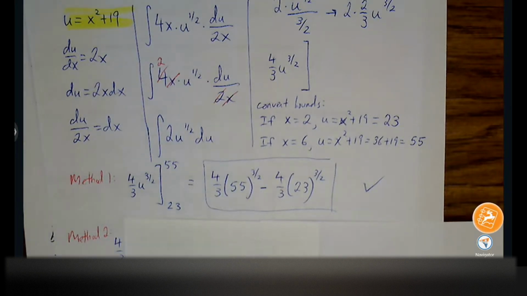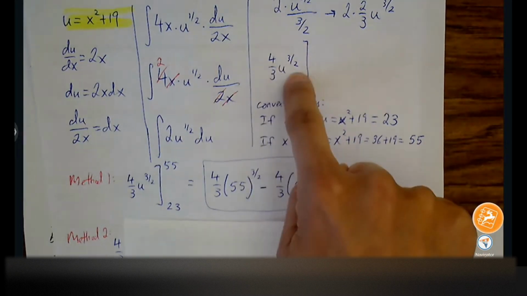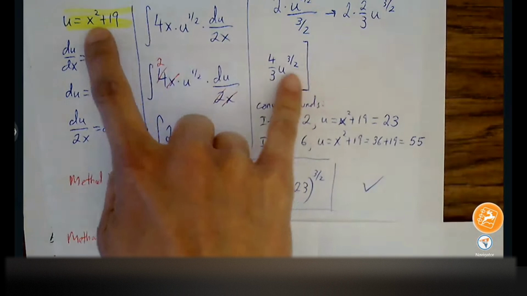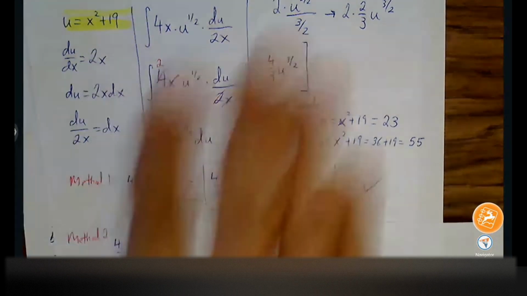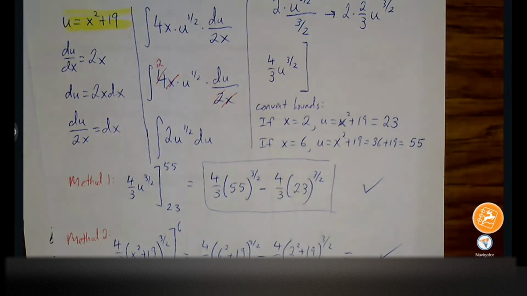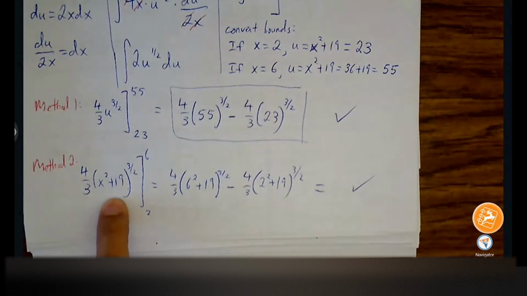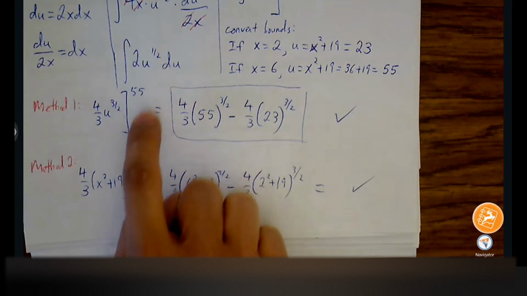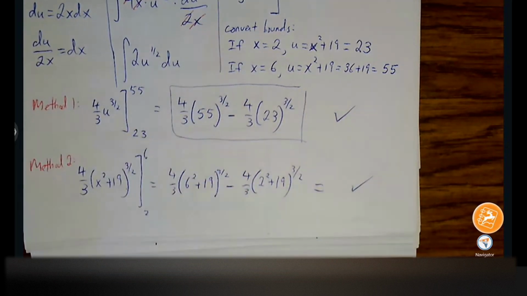That's one method, okay? The second method is you take your antiderivative, you bring it in terms of x, right? You were going to do that anyways, so just get it in terms of x. And then you can use your original bounds without having to adjust anything. But you'll get the same answer either way. Either use 6 and 2 with your expression in terms of x, or you use the converted bounds in terms of u.